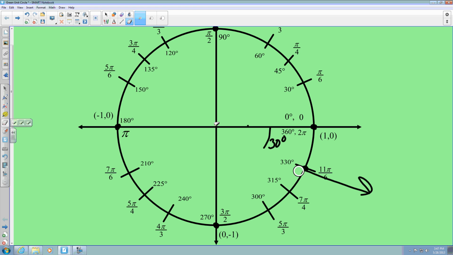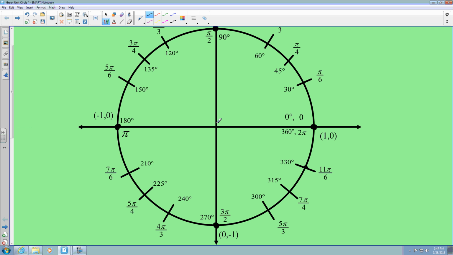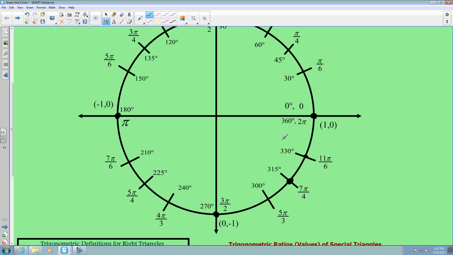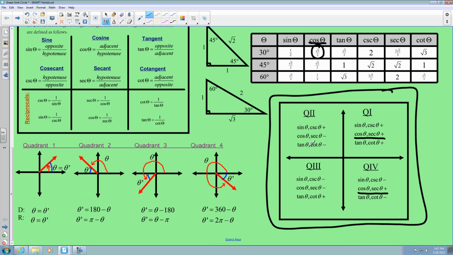So if I go back to here, they told me that it was a negative 45 degrees. So negative 45 degrees will land you right here. It'll land you in a positive 7 pi over 4. But what we also have to keep in mind is that since it was negative, tangent is also negative in what other quadrant? It's also negative in quadrant 2.